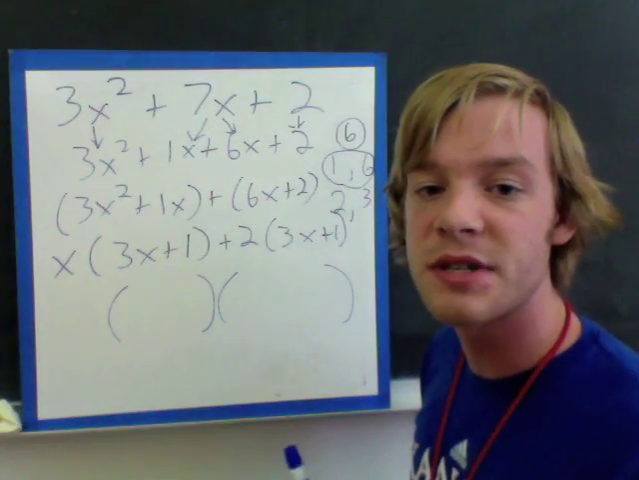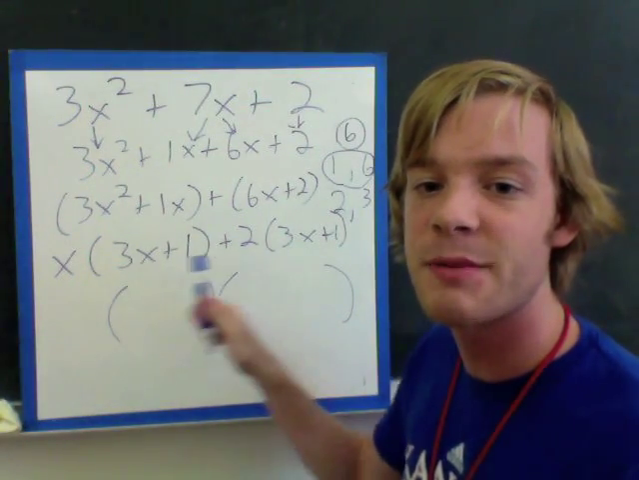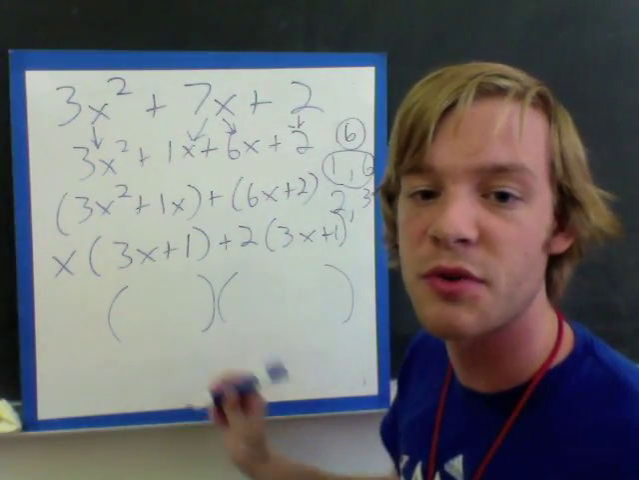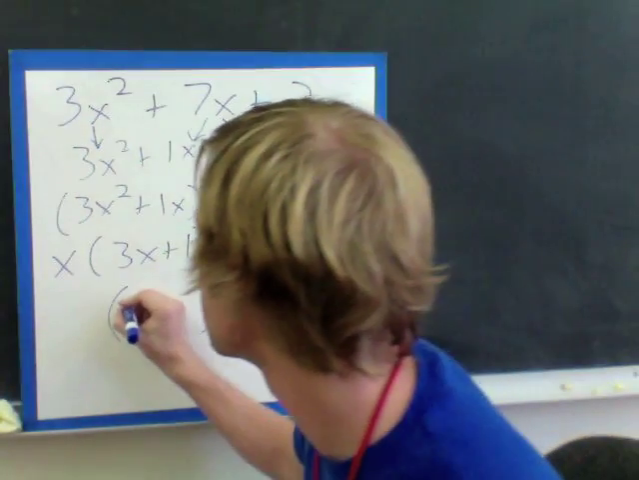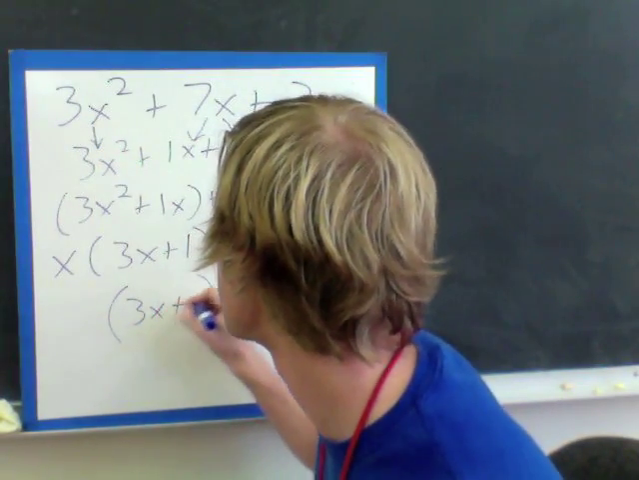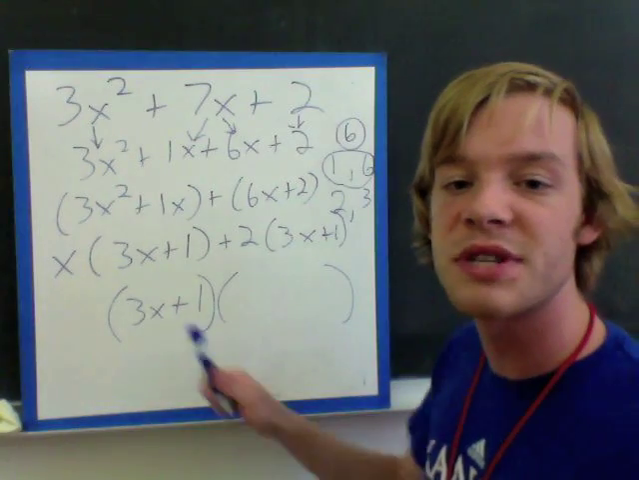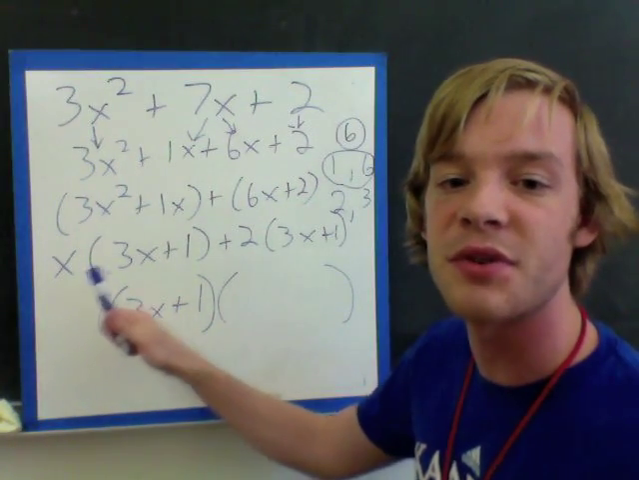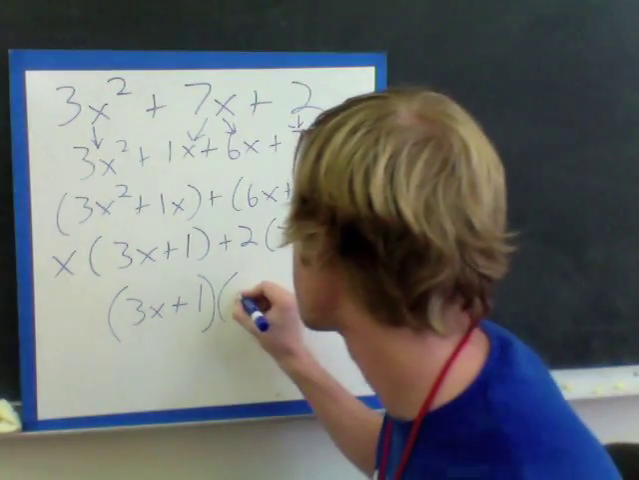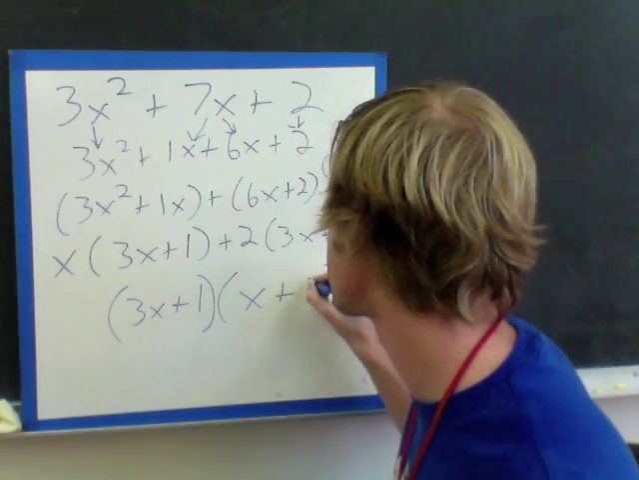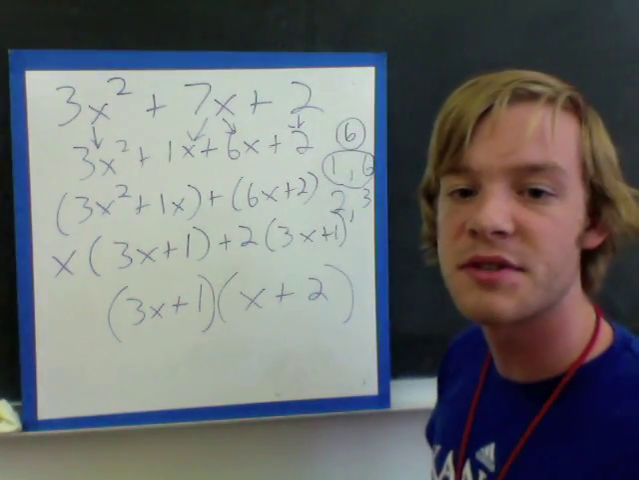We have our two parentheses. What's the same in both of these parentheses goes in the first one, so 3x plus 1. And then the numbers in front go in the second parentheses, so x plus 2. And this is our final answer.